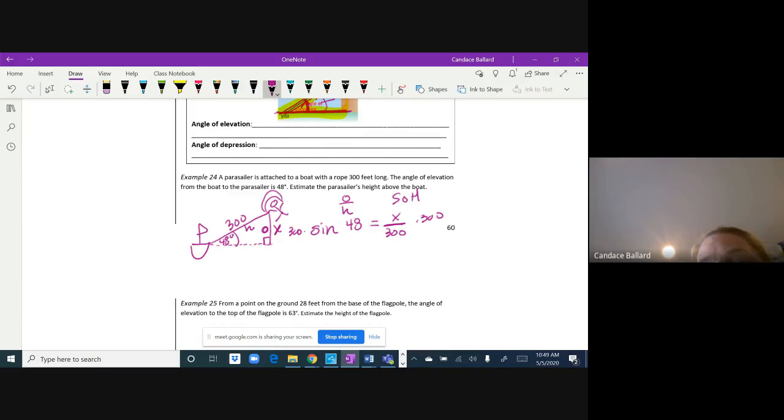All right. And we've got 300 times the sine of 48 equals x. I do happen to have the answer because I know we are running short on time. We want to show a couple of these. When I put that in my calculator in Desmos, I get 222.943, and we are in feet. Whenever you have a word problem, you want to put a label on the measurement.